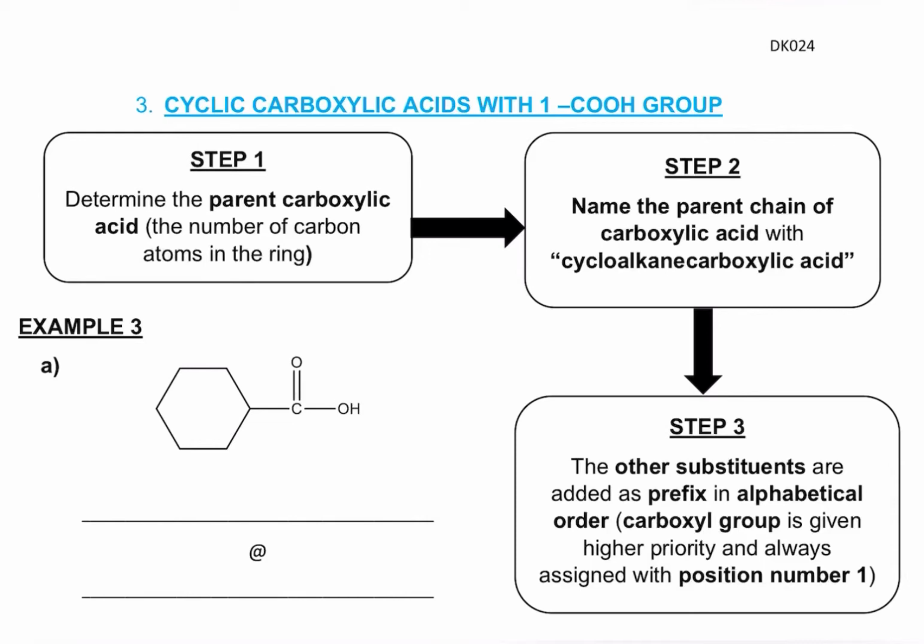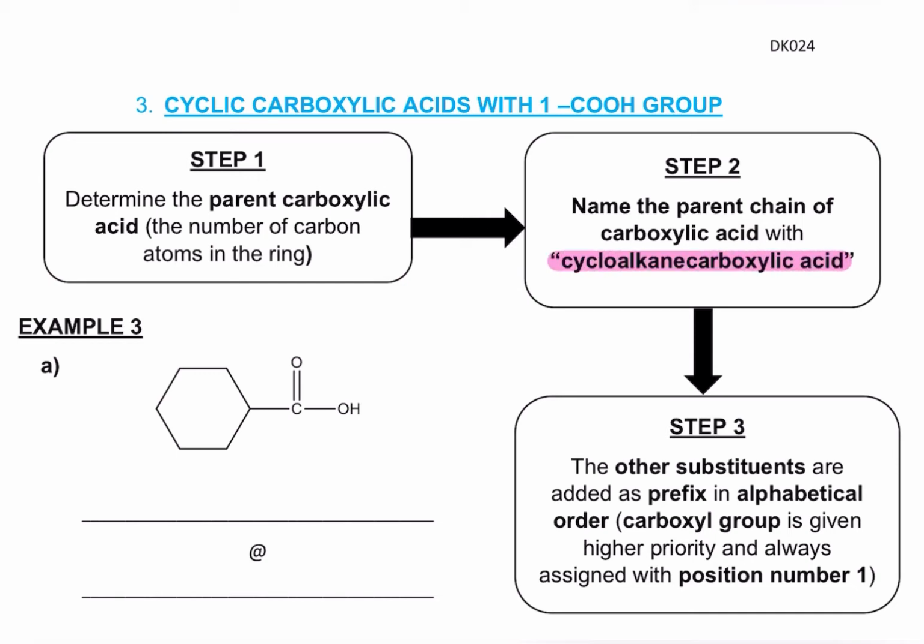Assalamualaikum and hello. Let's continue with the next naming for cyclic carboxylic acid with one carboxyl group. So how do you give the name? You have to ensure that the parent carboxylic acid must be in the ring structure. And the next one, when you want to give the name for your parent chain of carboxylic acid, you have to use cycloalkane carboxylic acid.